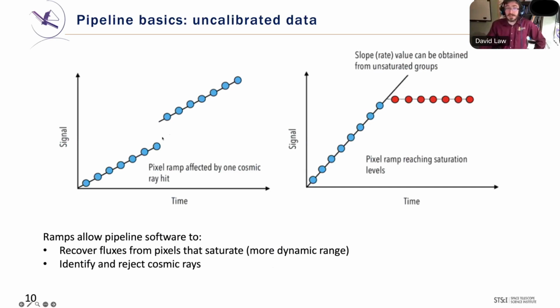Instead, you start seeing things like this. We're up in space. It's a very harsh radiation environment. We're getting zapped by things like cosmic rays constantly, and that will break up this ramp.